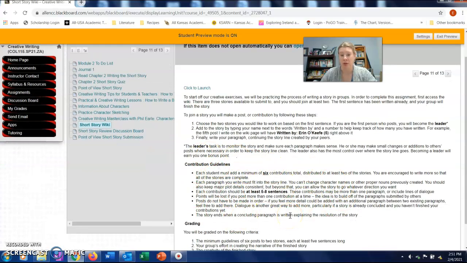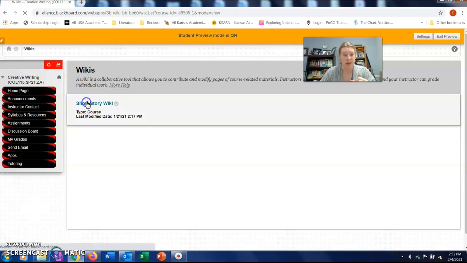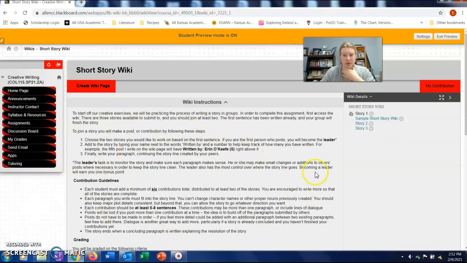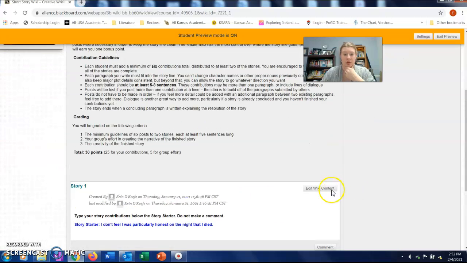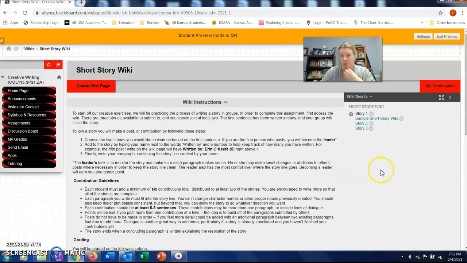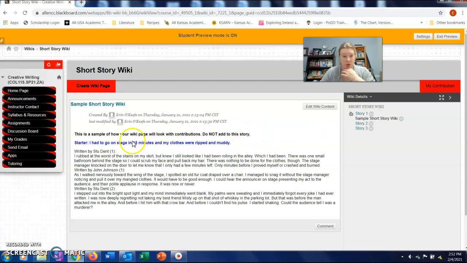So basically what you're doing is, as a class, you guys are writing stories. And see, when you look and see what the wiki looks like, you can see these are the instructions. This is the story starter. So the story 1 option. The sample got stuck here in the middle for some reason. This is story 2 option, and then this is the 3rd story option. What I've done is also posted a sample so that you can kind of see what it looks like if multiple students were working on it. And so you can read the directions.